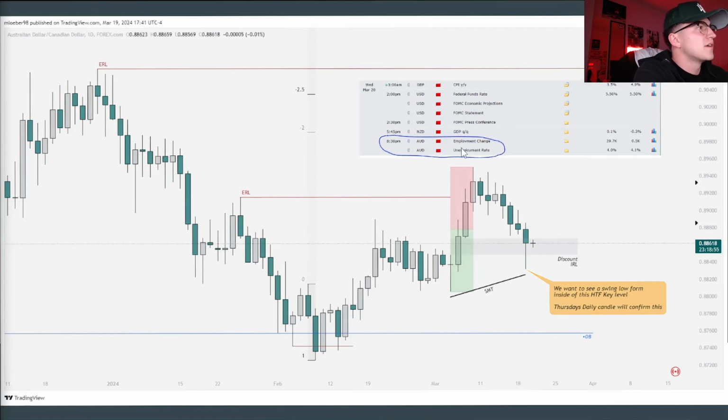So if we have Wednesday's candle expand higher or hold at least this internal range liquidity pool without taking out this low, Thursday's daily candle will confirm the swing low, and then we could have a next day model. And if we are bullish on AUD CAD or AUD news in general, then employment change and unemployment rate should give us that speed that we need to confirm higher prices on AUD CAD.